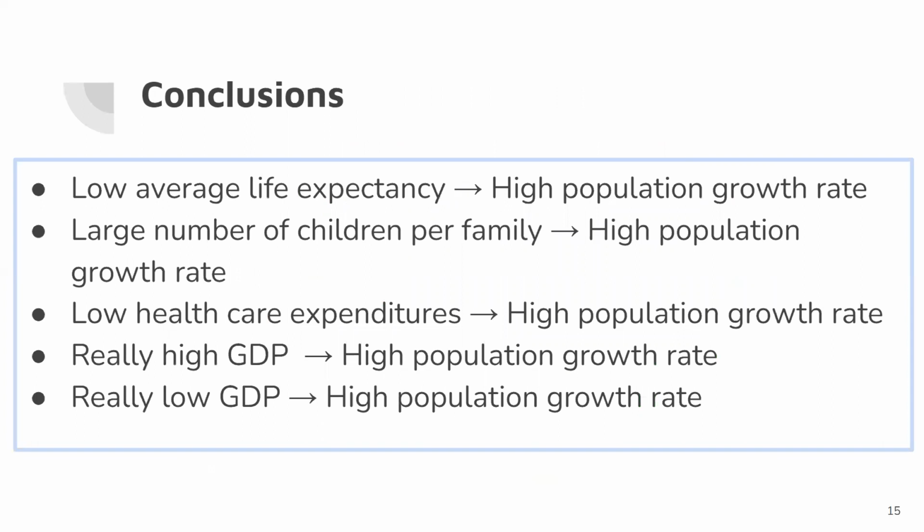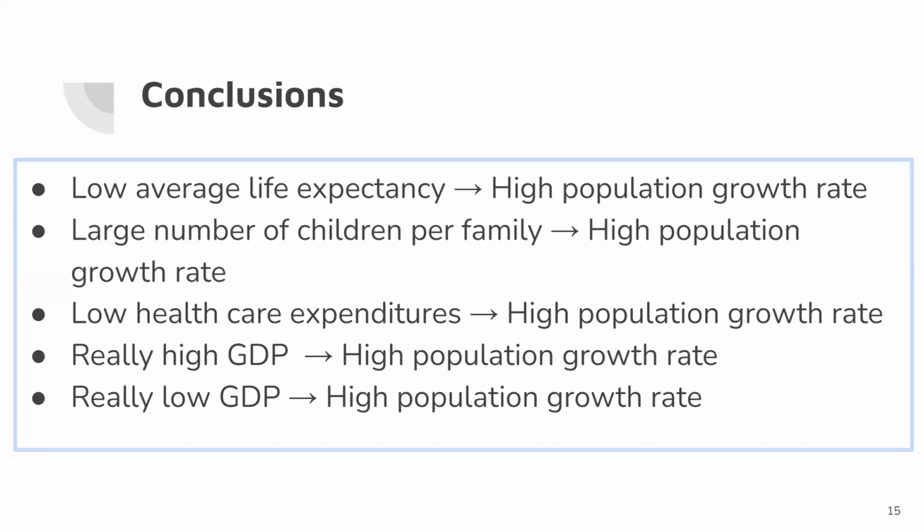Overall, just to conclude, low average life expectancy leads to a high population growth rate. Countries that have low average life expectancy are usually countries that don't spend a lot on healthcare, have low GDP, and aren't able to spend a lot of money on education and other things that contribute to life expectancy, which are undeveloped countries, which leads to usually a high population growth rate in undeveloped countries.